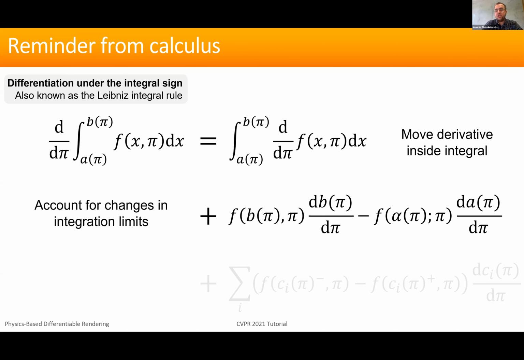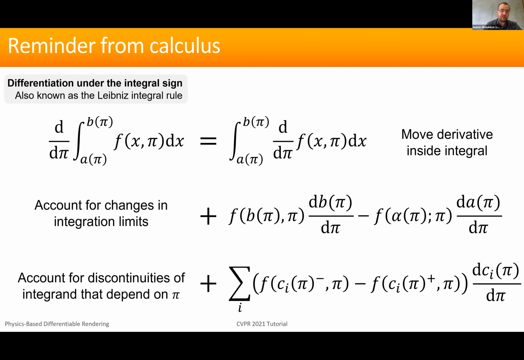The first has to do with the fact that our integration limits themselves depend on the parameter pi we're differentiating with respect to. So we have some extra terms that have to account for the fact that as we change our parameter pi, the integration limits themselves change. And the third term, which is probably the trickiest one, has to do with the fact that if the function f we are integrating is discontinuous at some point, and this discontinuity depends on the parameter pi we're differentiating with respect to, we need to account for that as well.